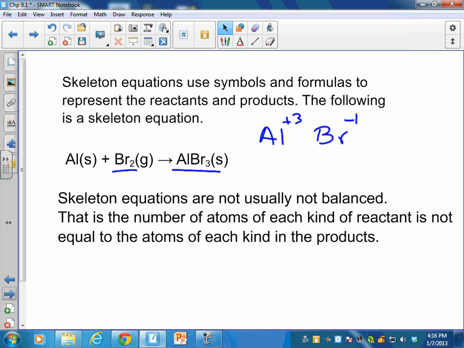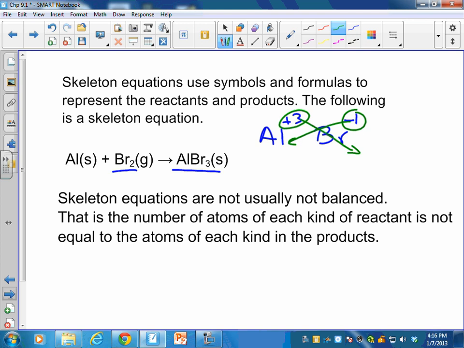So to balance that formula, we have to switch these numbers, right? The 3 comes down here and the 1 goes over there, and you get what we have here, AlBr3, where everything is balanced. The +3 on the aluminum is balanced by the 3 times -1 on the bromine. And like the statement says here, skeleton equations are usually not balanced. The number of atoms on each side doesn't match the atoms on the other side. The reactants and the products are not in balance.